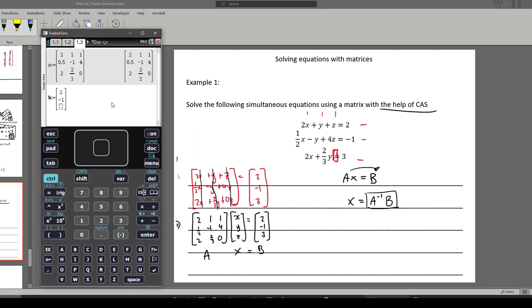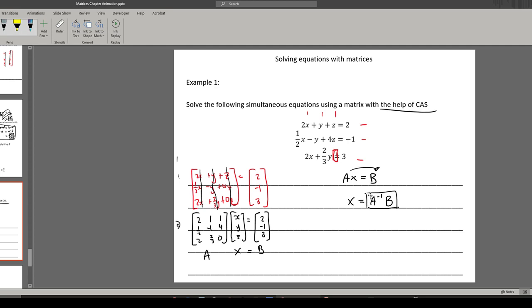Okay, and I'm going to show you something. If I haven't filled this all the way out and I hit enter, it gives me a syntax error because I can't have an empty box in my matrix, which is really handy. 3, enter, stored. Okay, so I've stored A, I've stored B. But I don't need A, I need the inverse of A.